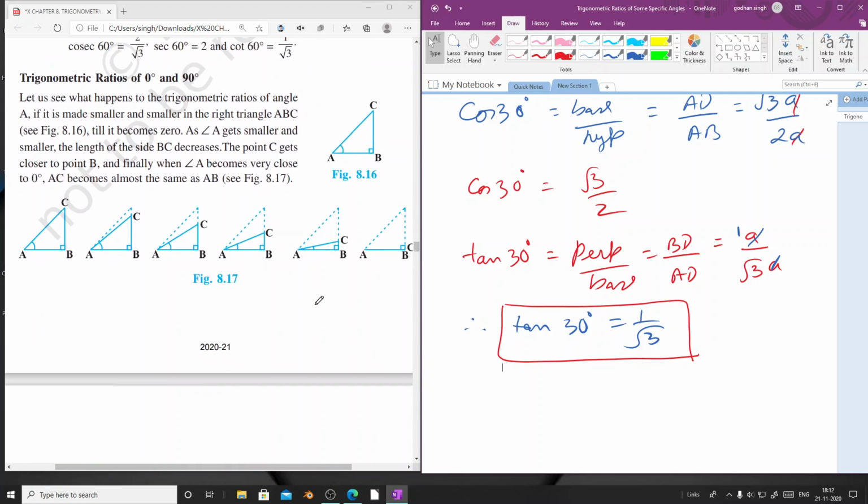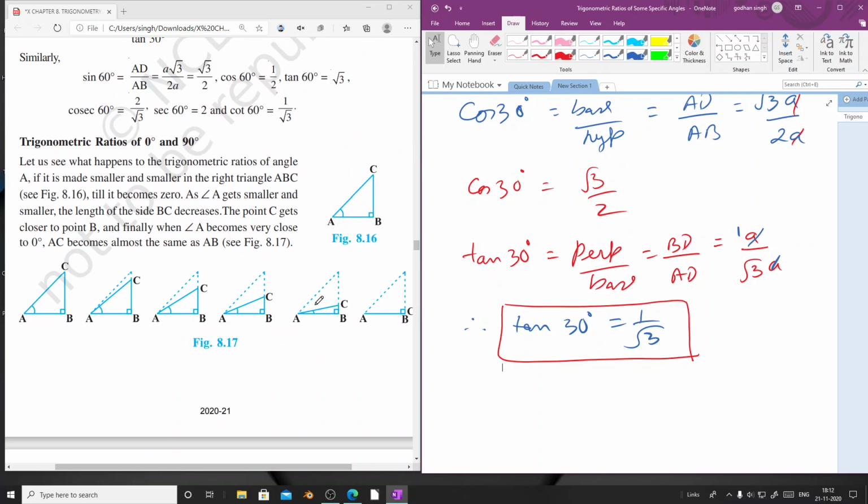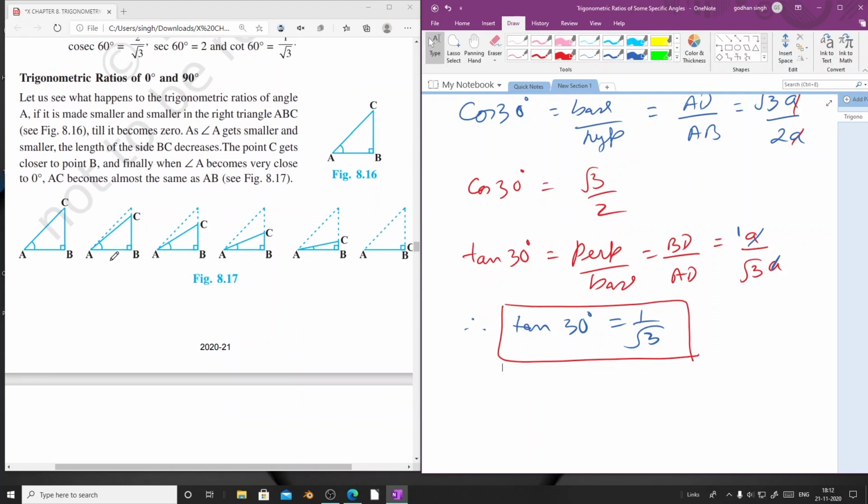And now let us go to the other ratios, that is the trigonometric ratios of 0 degree and 90 degree. It is a very simple one. You can see this figure. Suppose let us consider angle A. When we go on reducing the angle A, it will become less and less, and when this point C in triangle ABC coincides with point B, what will happen? Angle A will become 0 degree, and in that case, the side opposite to angle A, which is known as the perpendicular, will be 0.